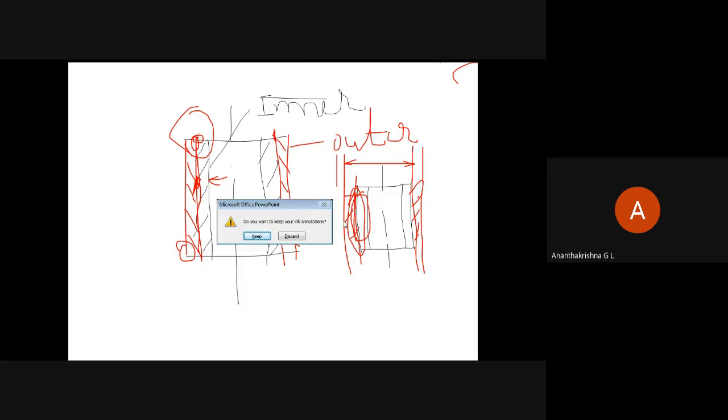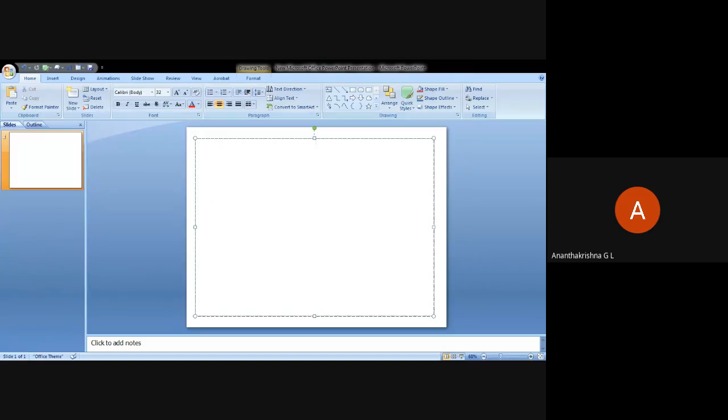Now, what I'll do, just 1 second. I'll just show you how the shrink fit is done.